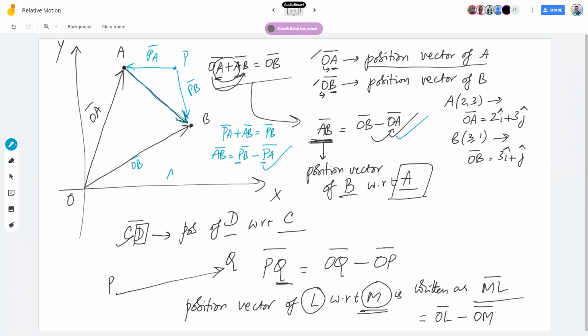See, you cannot write AB bar is equal to PB bar minus QA bar. This is wrong. That is wrong. Understood or not? AB bar is nothing but position of B minus position of A. But both positions must be measured with the same reference.